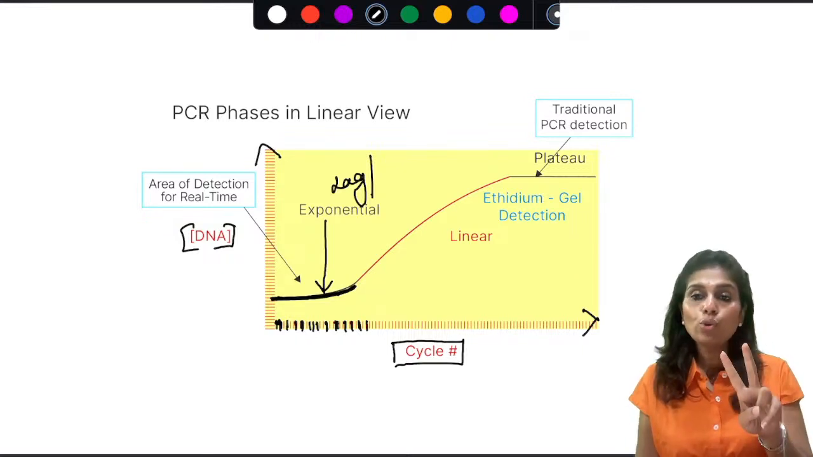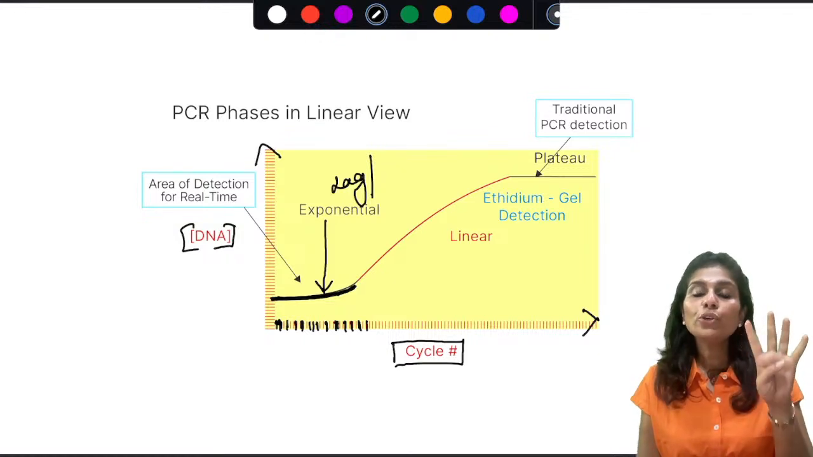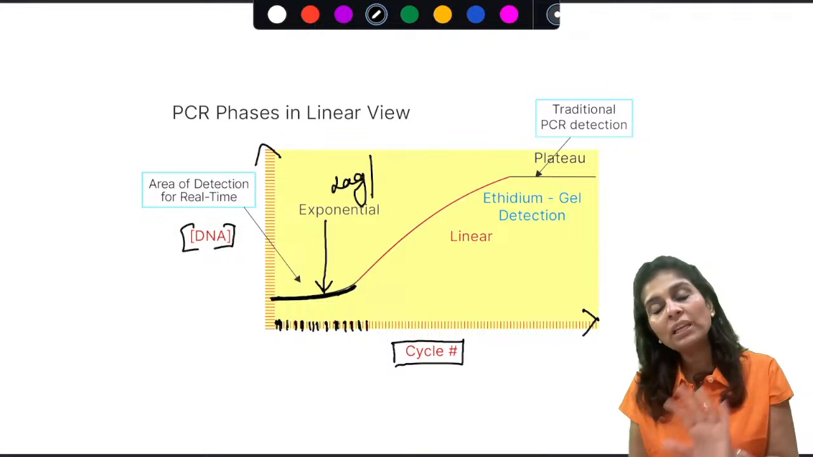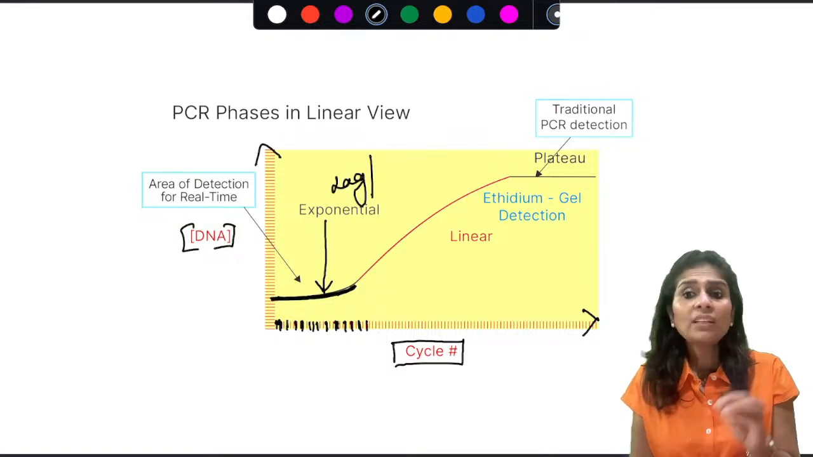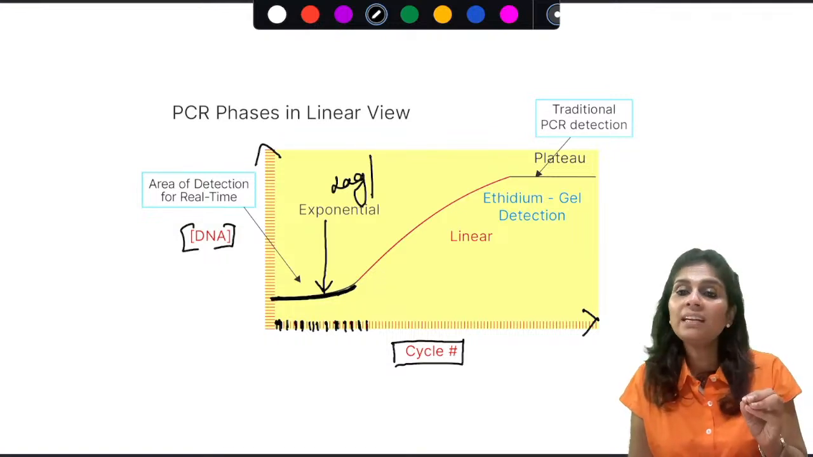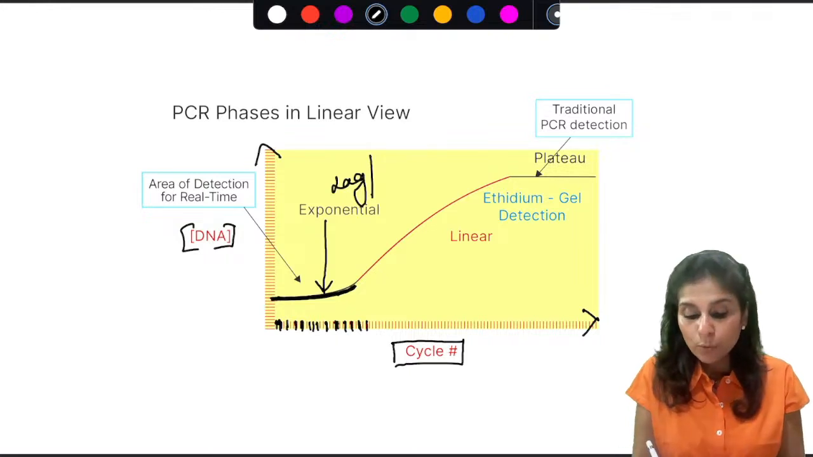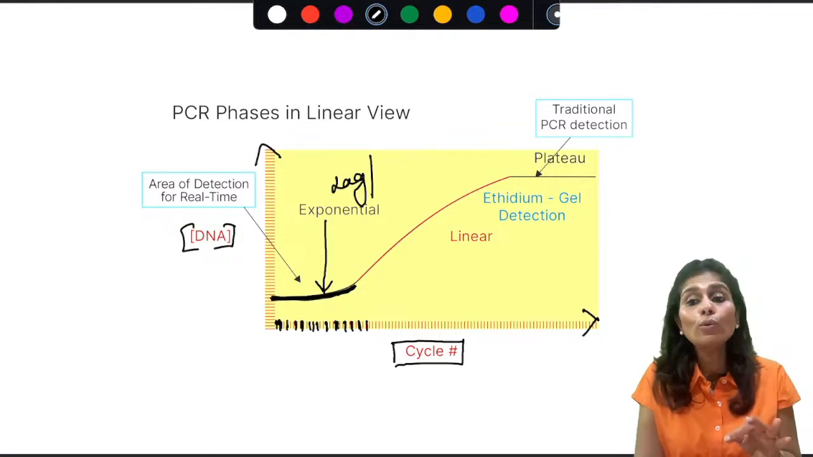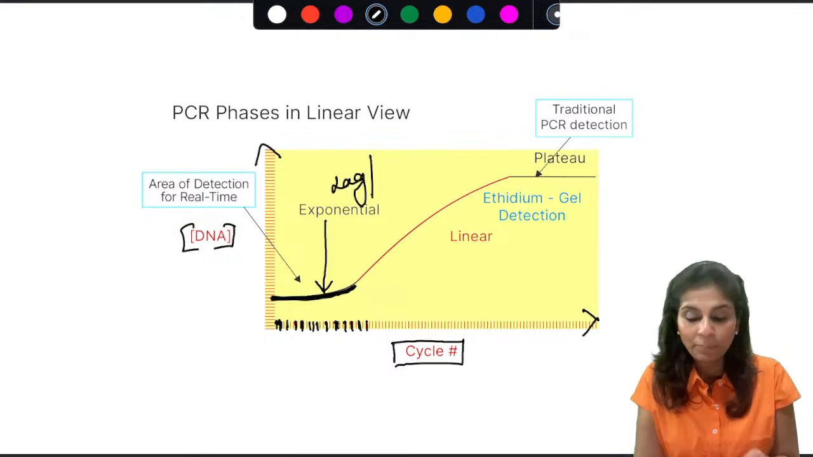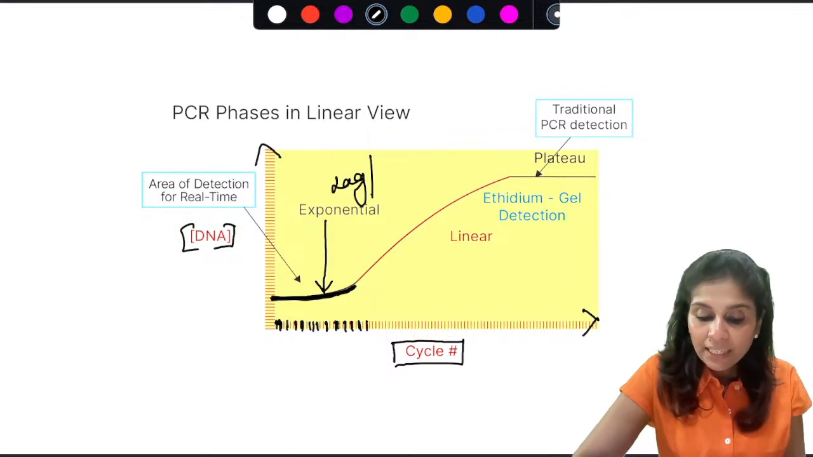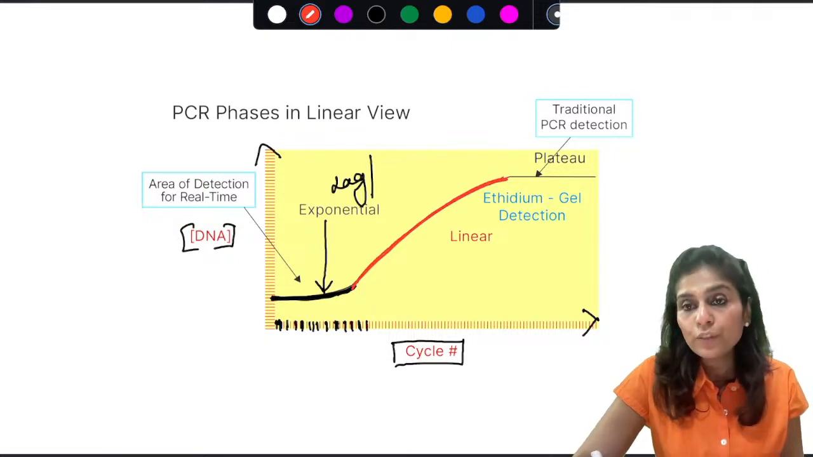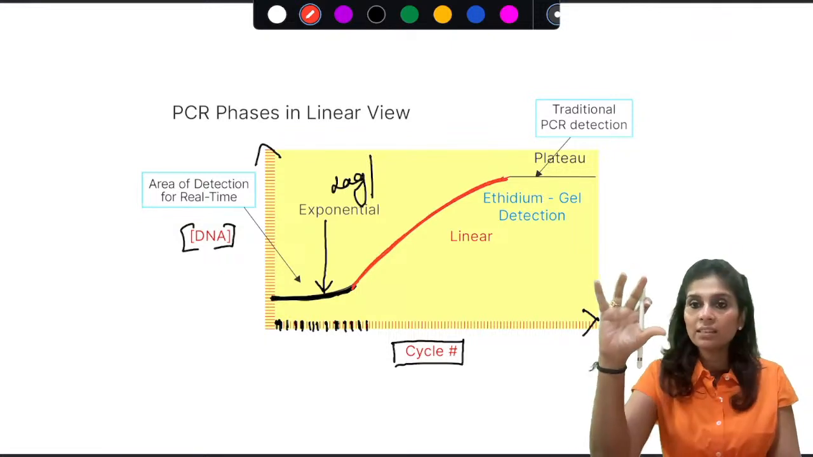From 1 or 2 copies, you can expect only 2 or 4. From 2 or 4, you can expect only 4 or 8. From 4 or 8, you can expect only 8 or 16. So initially, the number of template DNA available is less. That is why the rate of increase in the number of products initially is slow. That's why it's called a lag phase. Then there is a rapid linear phase, wherein as and when there is an increase in the number of cycles, the number of products quickly increases.